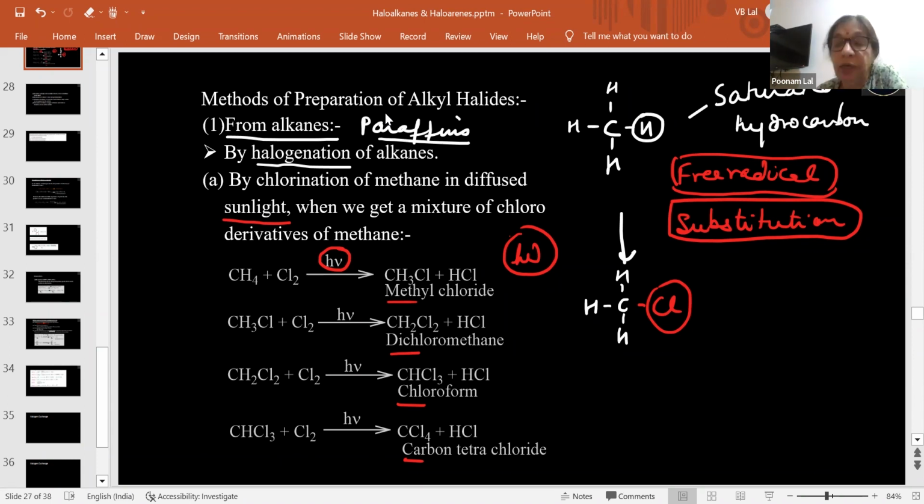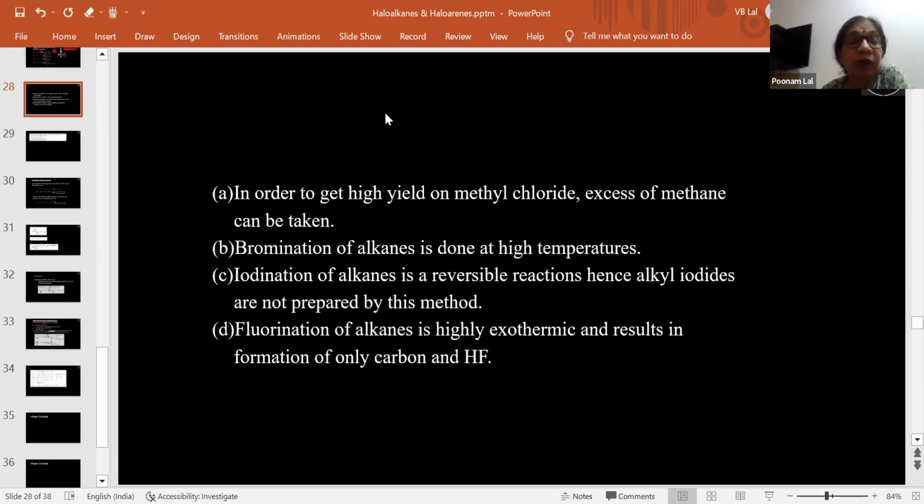This reaction is a continuous reaction. You can't separate or remove one compound and make only one. It's a chain reaction. It continues.